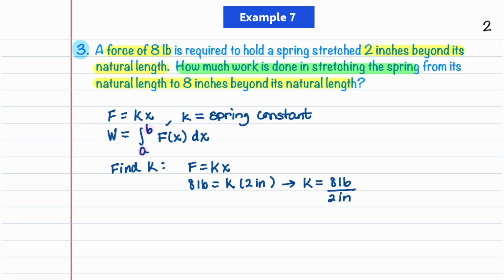The standard units for work is foot-pounds, so we need to change our inches to feet. So we're just going to multiply by 12, and we get 8 times 6, which is 48. And our units then are pounds per foot. Now let's find a and b.